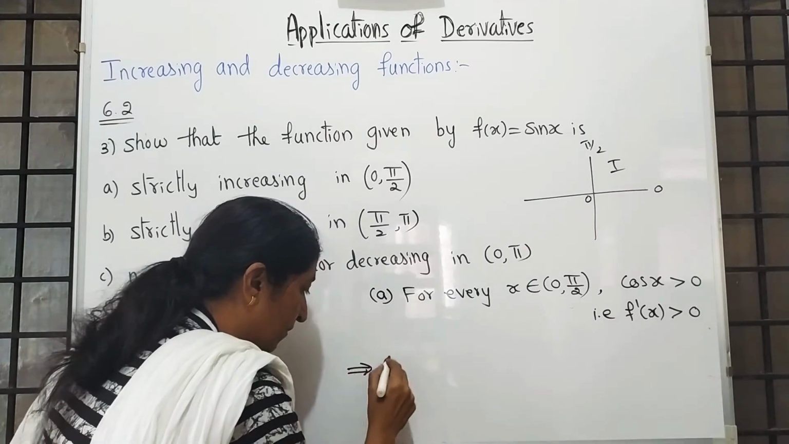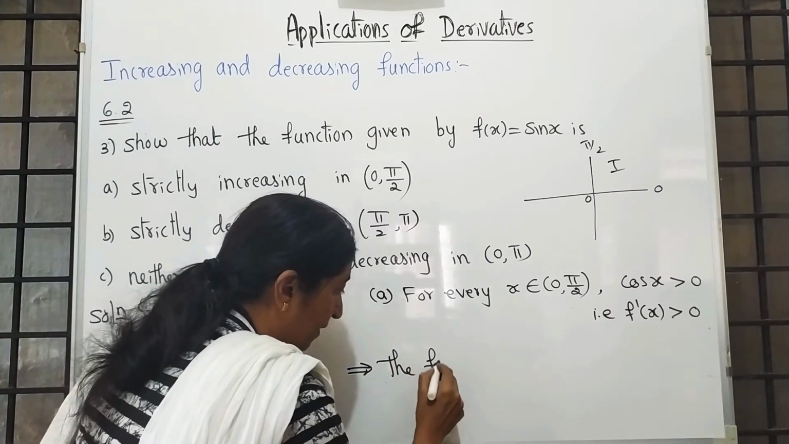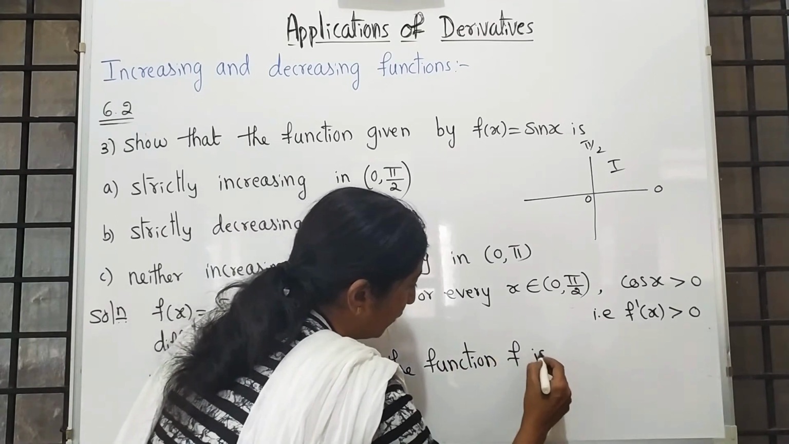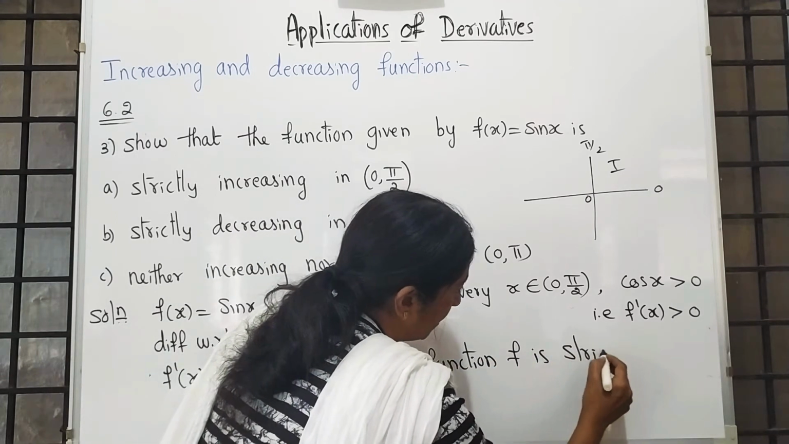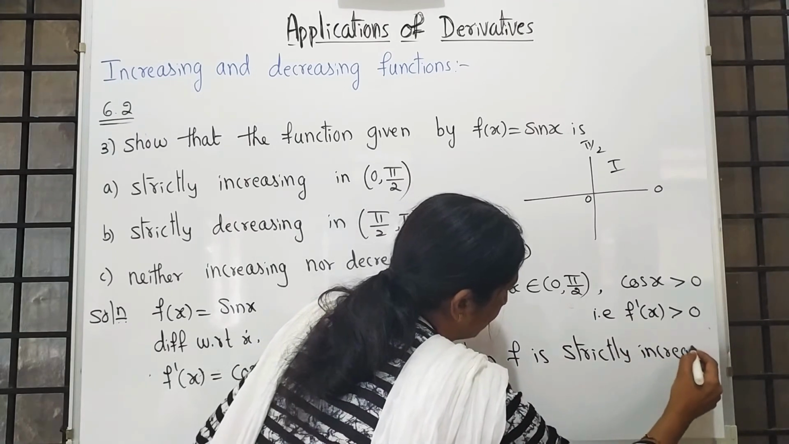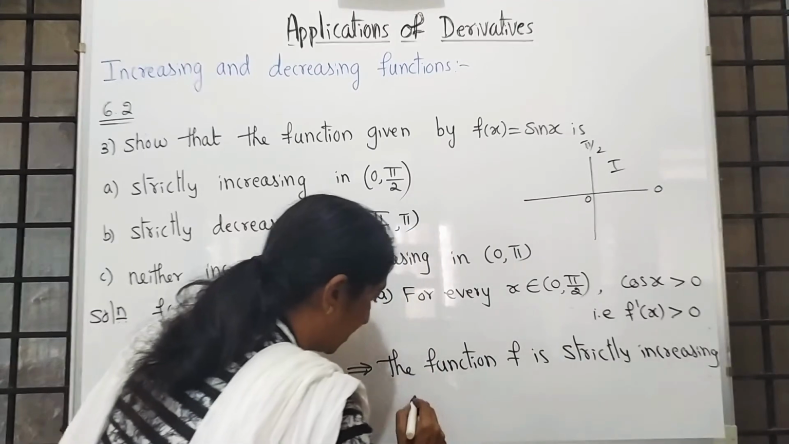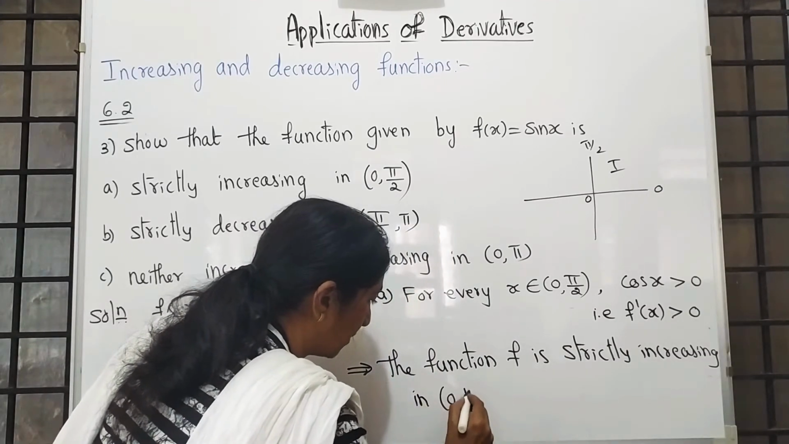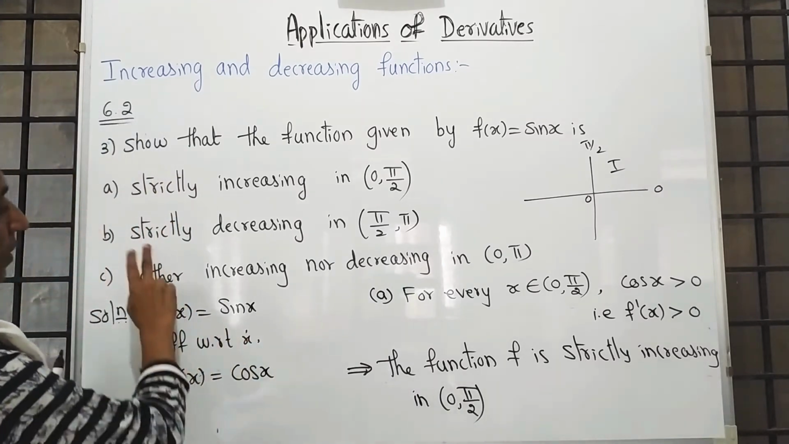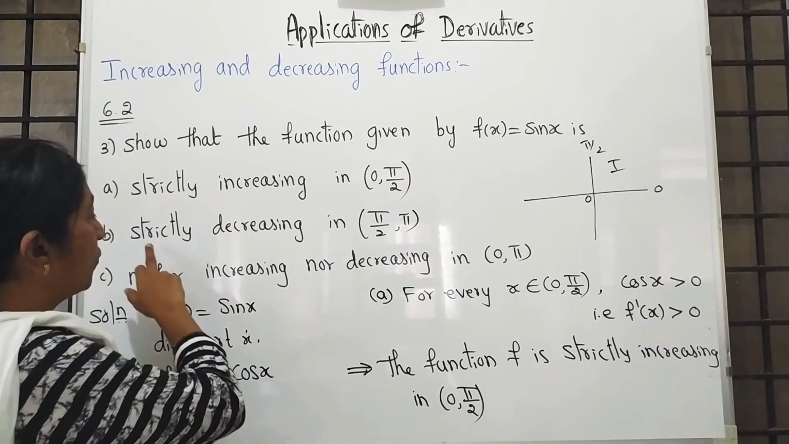This implies the function f, that means given function, is strictly increasing in 0 comma pi by 2, that is in first quadrant. So is it clear or what? Now we are moving to the second question. What is the second question?